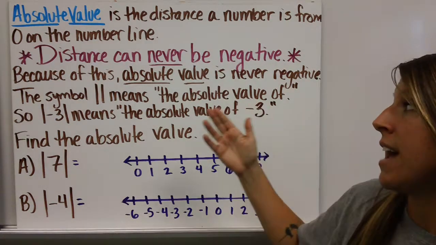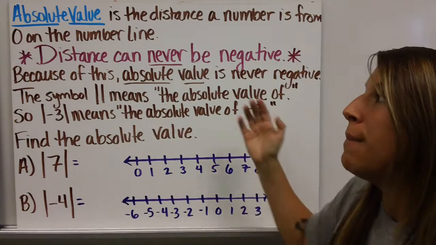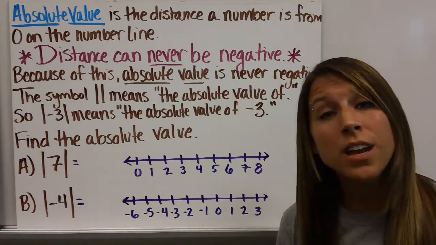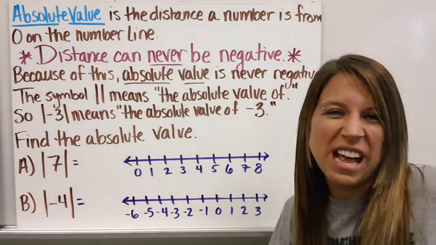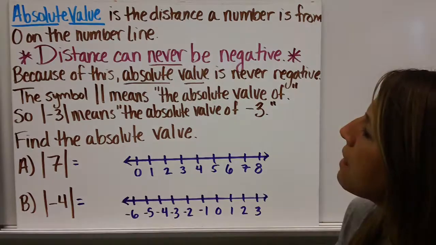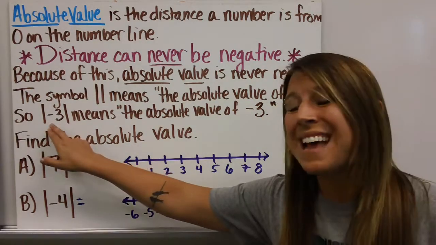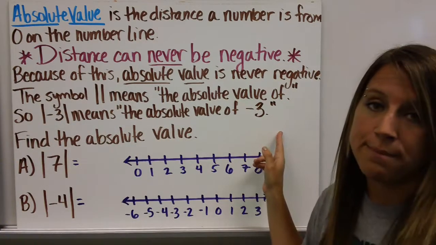So because of this, absolute value is never negative, because absolute value is the distance a number is from 0 on the number line. The symbol, two very tall parallel lines, sometimes I call them absolute value sticks, means the absolute value of. So we read this as the absolute value of -3.